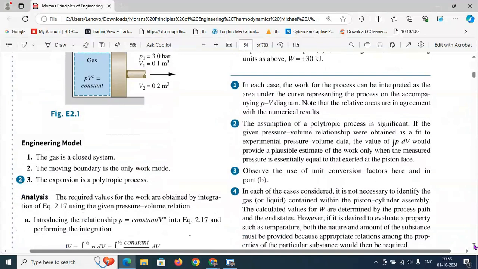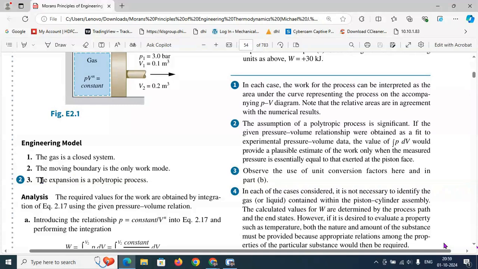Okay, so all this model analysis, how they have taken, which expansion process they have considered, all in detail they have given, step by step. The gas is a closed system, yes. Moving boundary is the only work mode, which means it is in the work form. No heat exchange is taking place. They assumed this because they are asking only the work done, no heat interaction.